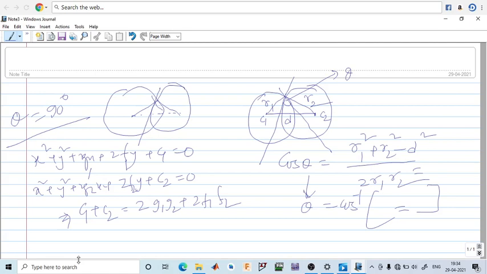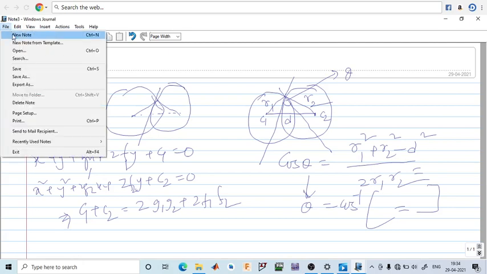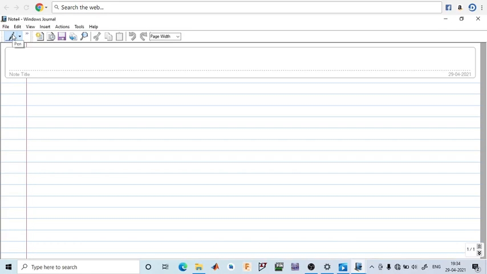Now let us come to the part radical axis, and there are many more new key notes, right?